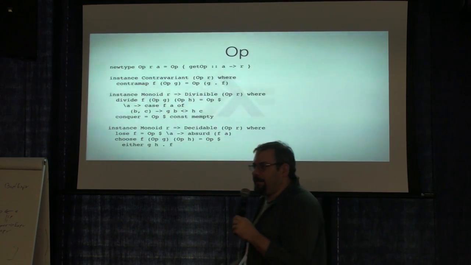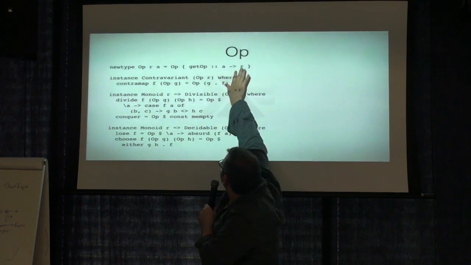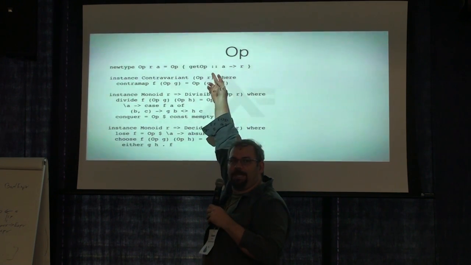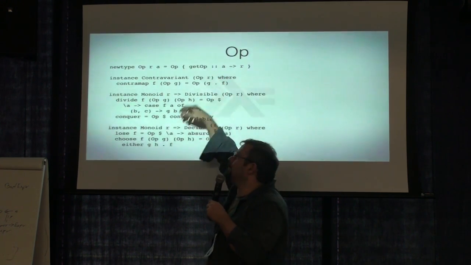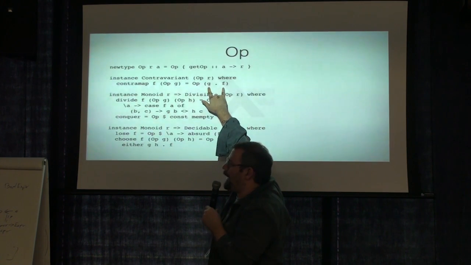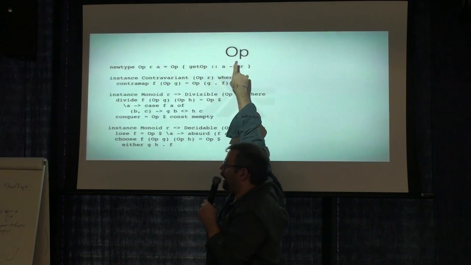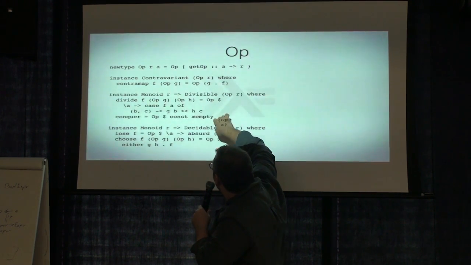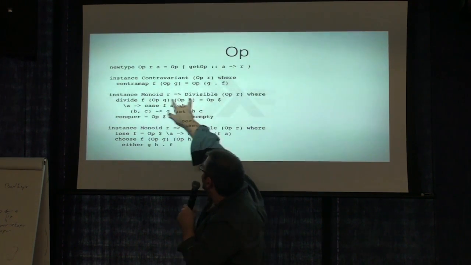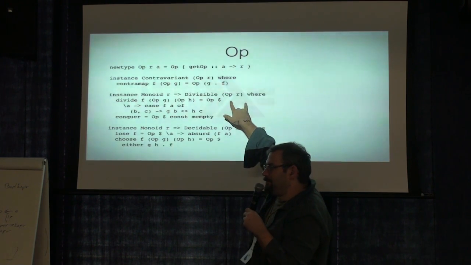So there's a contravariant functor Op, which is basically work over the input argument to any function. And it's contravariant, so we can map over the input, just like we did with the predicates. Nothing was fancy about Bool. We can just replace it with R. And given any monoid, this is Divisible.